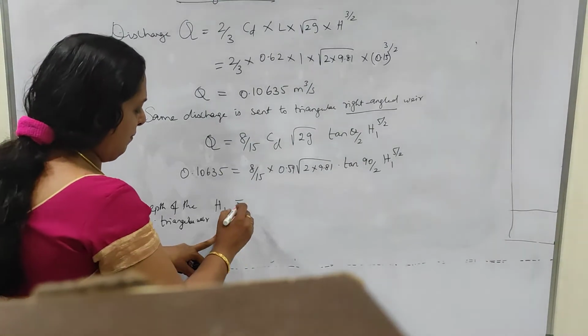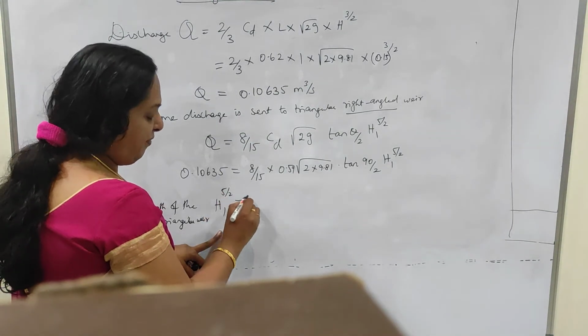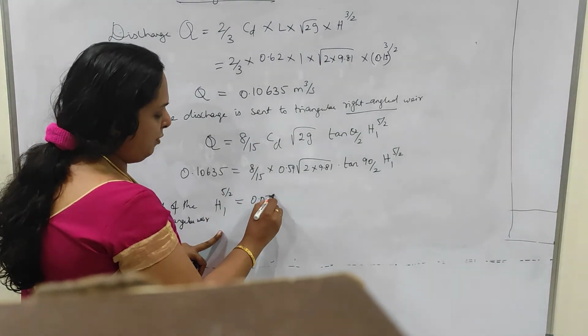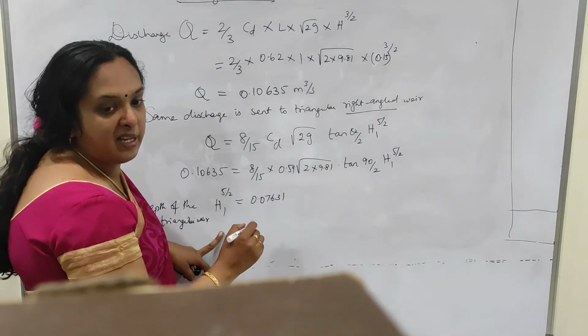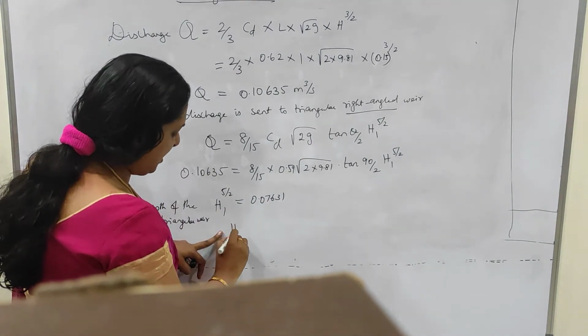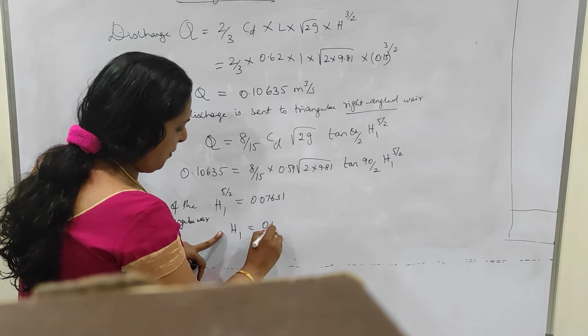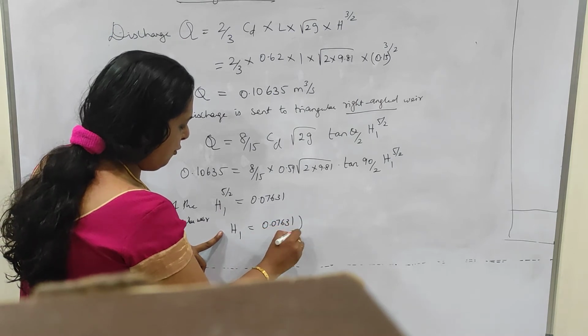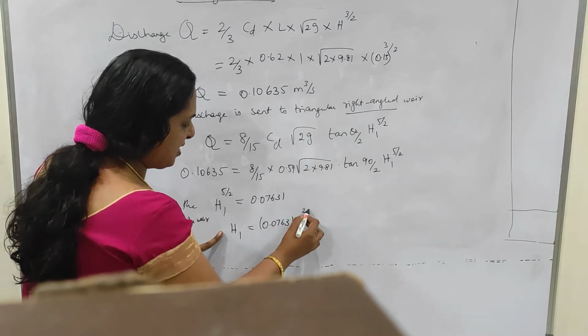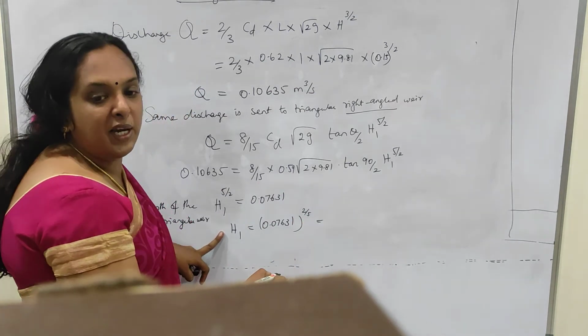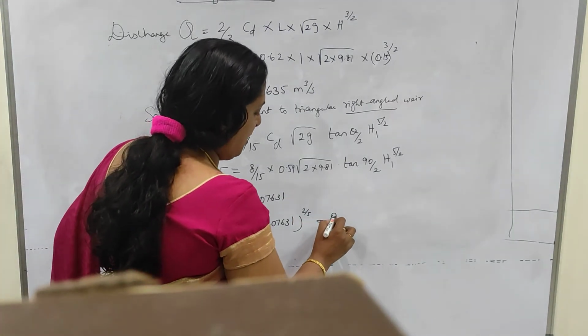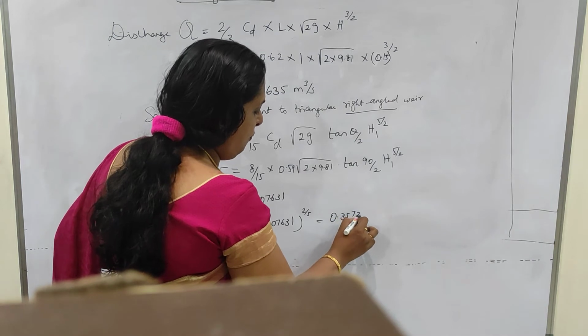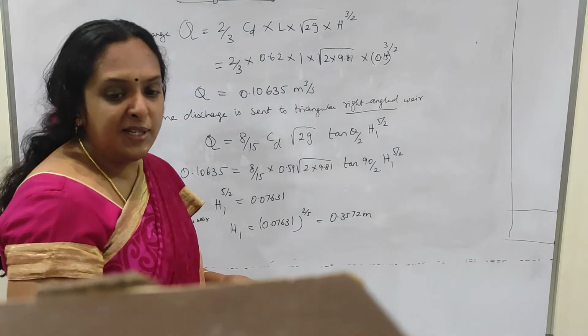So the value I am getting is h1 to the power of 5 by 2 is equal to 0.07631. So what is h1? It is 0.07631 to the power of 2 by 5, when it comes to this side. So my h1 value is 0.3572 meters. Okay, is it clear, guys?